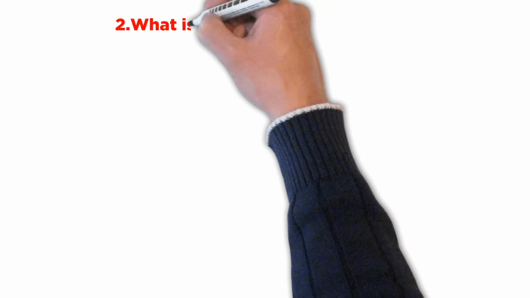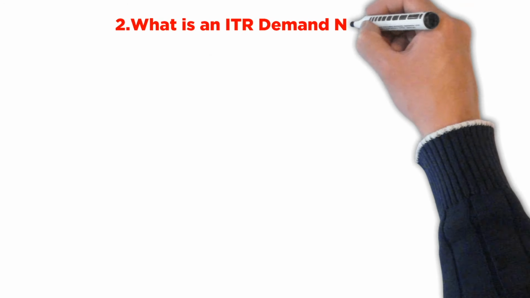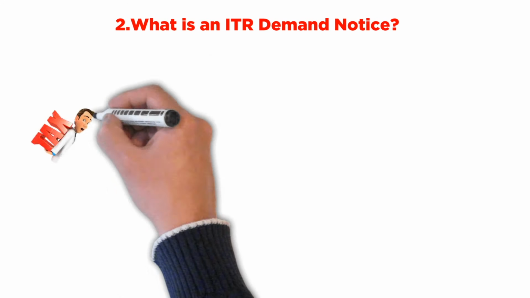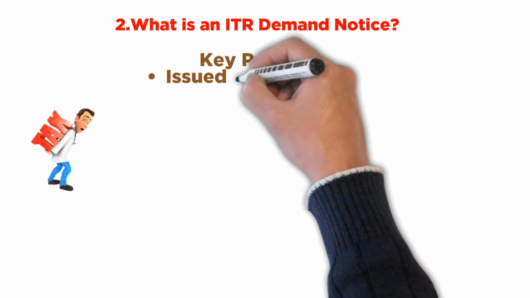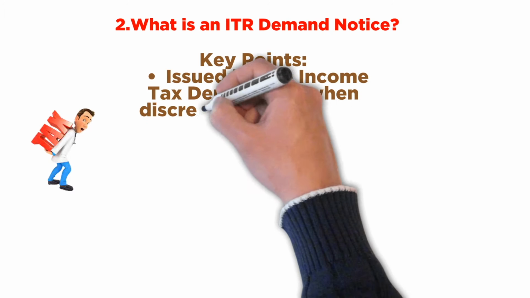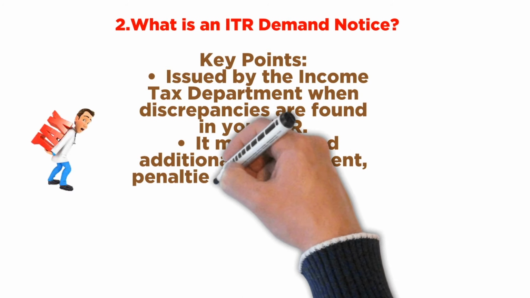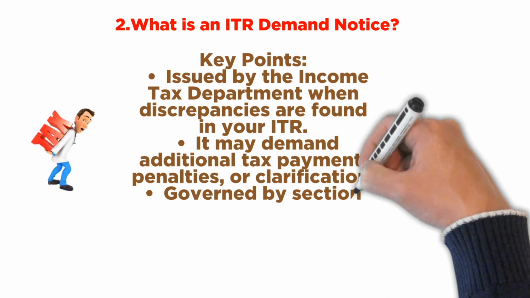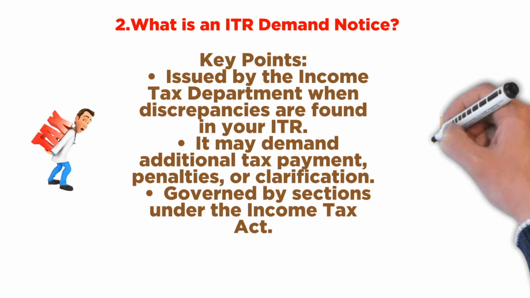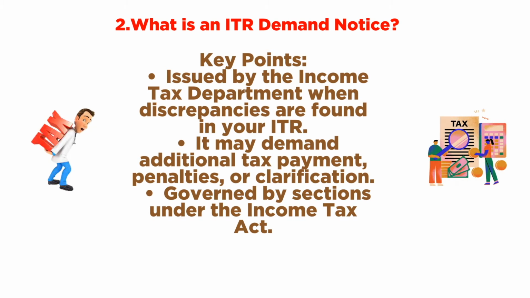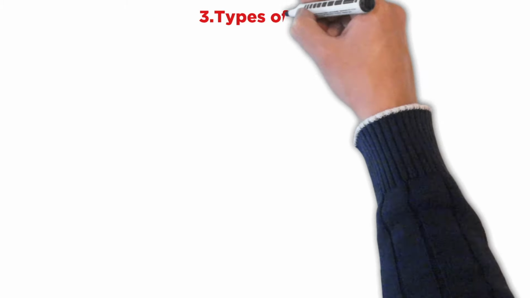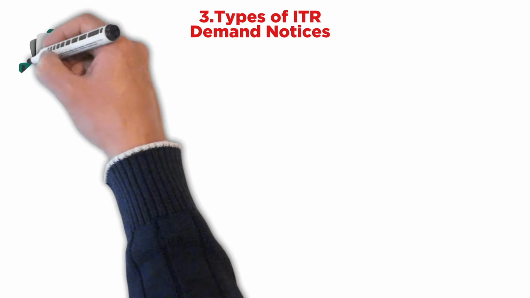A demand notice is essentially the tax department's way of pointing out discrepancies in your filed ITR. This may involve underreporting of income, disallowed deductions, or computational errors. Understanding the type of notice you receive is the first step to resolving the issue. There are various types of notices you might receive.